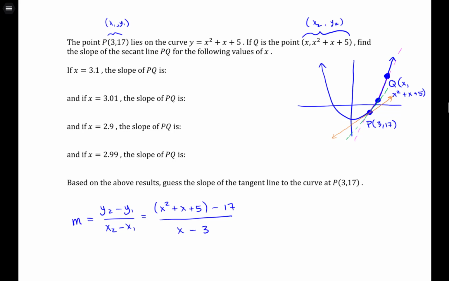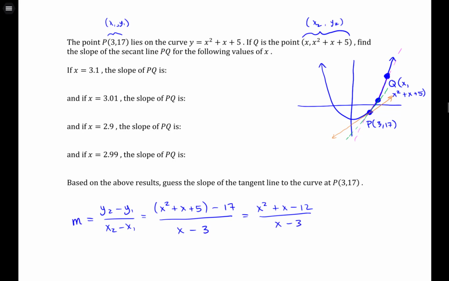Now, to find the value of this slope at 3.1, we could use the calculator. This is a perfectly valid function for the slope of the secant line. You could plug this into your calculator and get the correct answers, but it might be helpful to simplify it as much as you can. Clearly I could combine 5 and negative 17. That would give me x squared plus x minus 12, all over x minus 3.